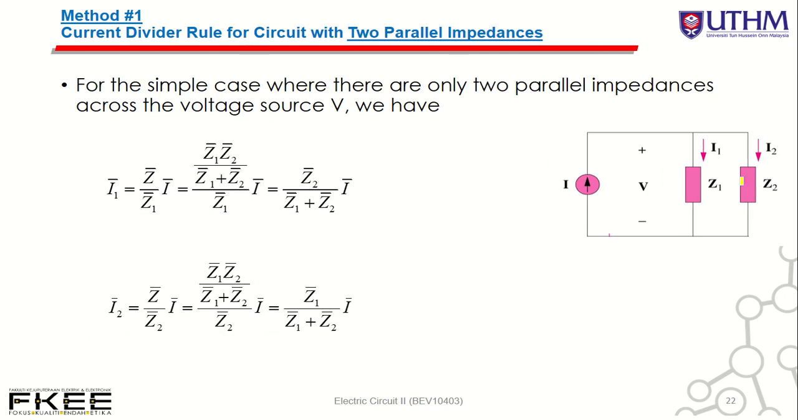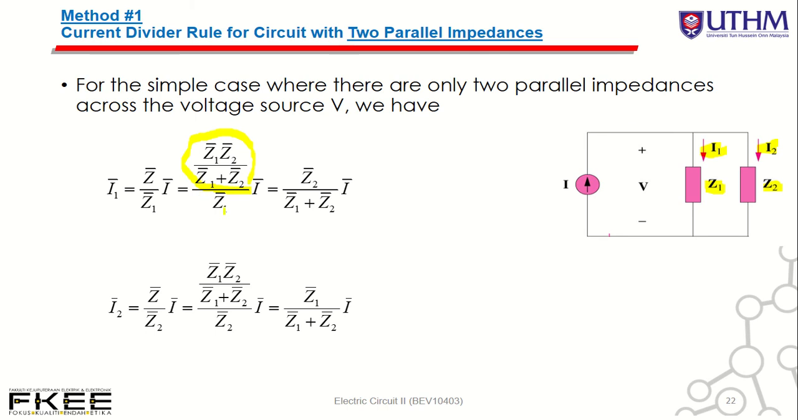Okay. Let's say we have a current supply to two impedances Z1 and Z2. So our task actually is to determine I1 and I2. Okay, we know that I1 equal to Z divided by Z1 times I. Z, how to determine total Z for two impedances in parallel? We know that when Z1 in parallel with Z2, so total Z equal to Z1 times Z2 divided by Z1 plus Z2.